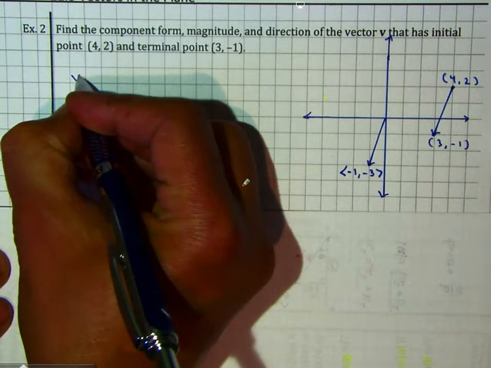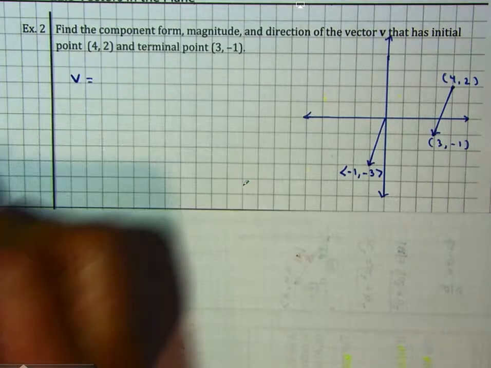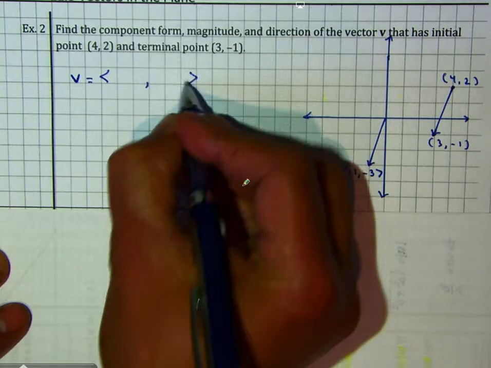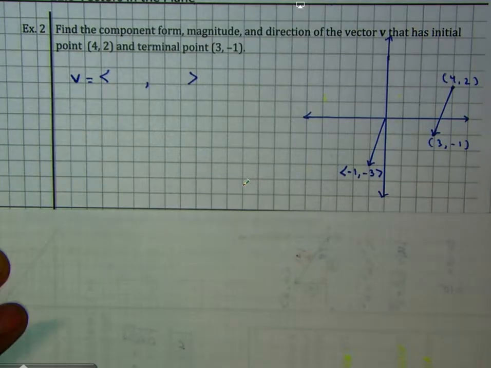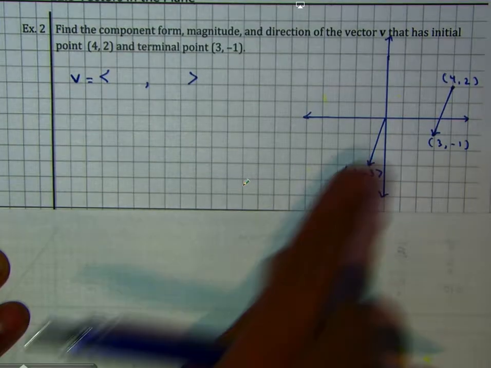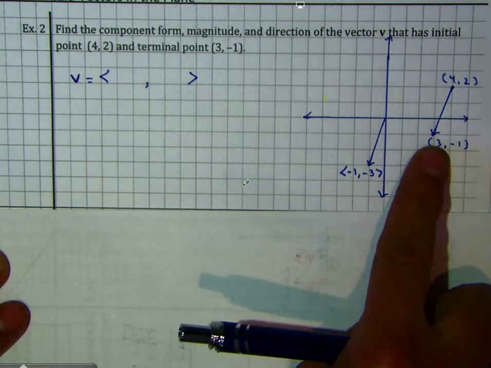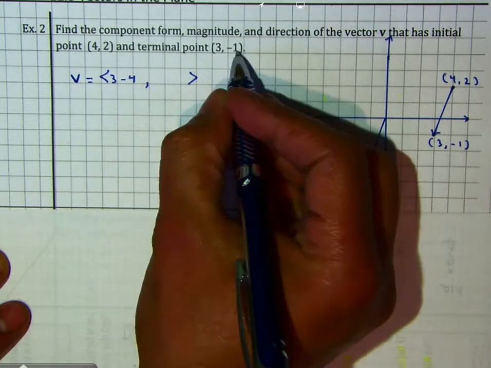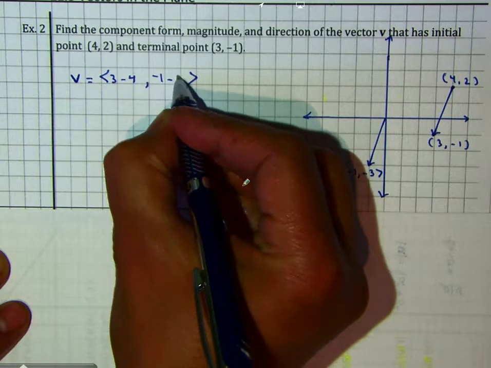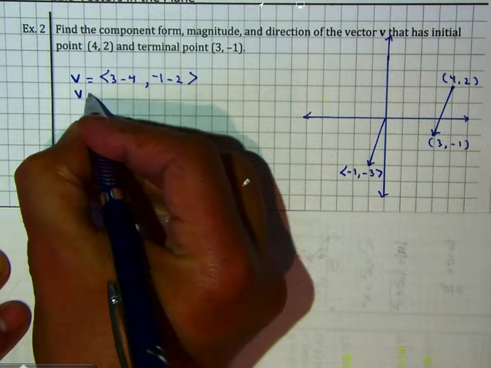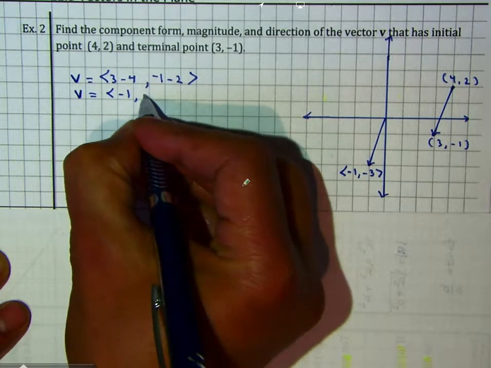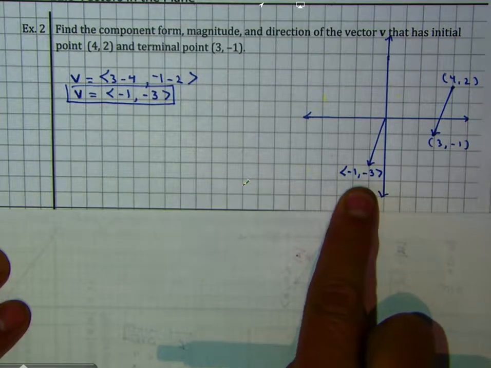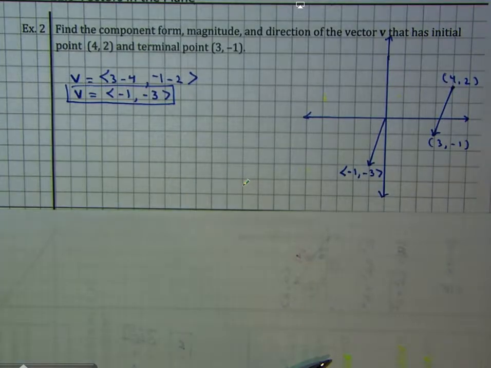So let's write down v is equal to, we are going to subtract your x's and subtract your y's. Now, this question will be on your test, and it's a question that gets missed quite a bit. I think people lose the connection of what's happening. We're just going to take 3 minus 4 and negative 1 minus 2. So therefore our component vector will be negative 1 and negative 3, just like we have here. So we found our component form.